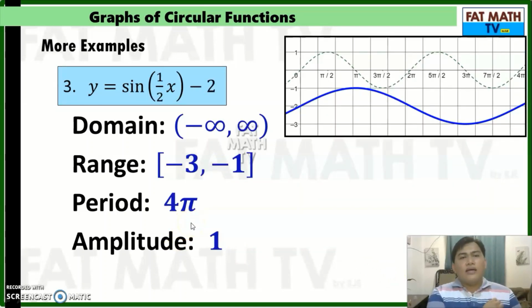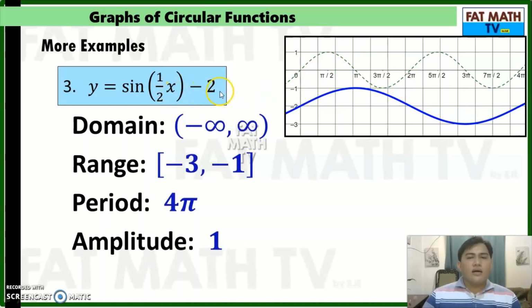And then y equals sine of 1/2 x minus 2. Okay, what changes will it create on y equals sine x? So this is y equals sine x. So the -2 will be creating a shift downward. That's 2 units downward. 1, 2. Okay, or here, only at 0.